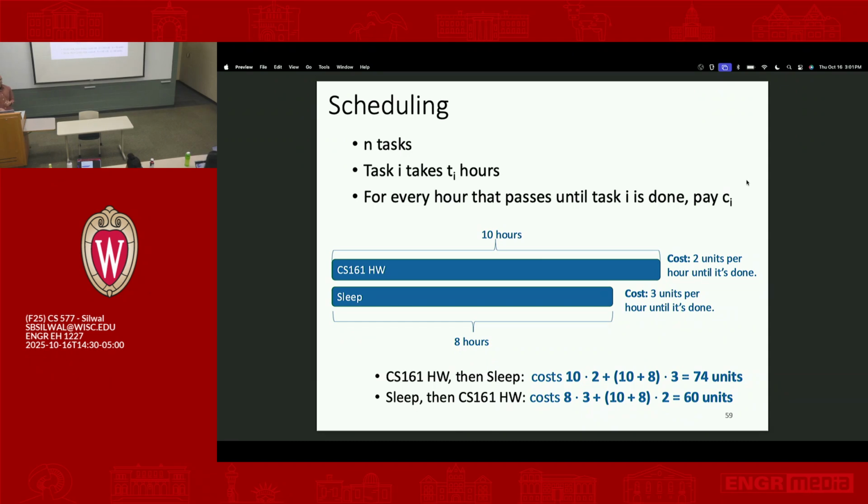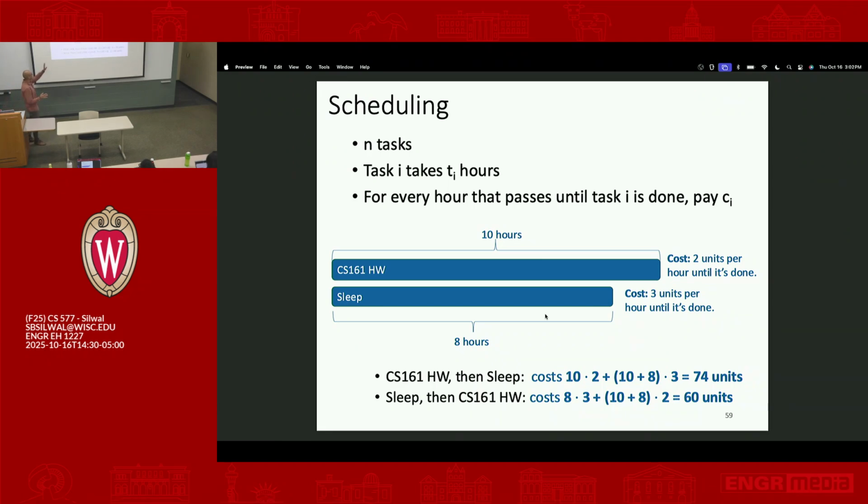For instance, let's say I have some class, or I can do some homework, or go to sleep. The answer is obvious, right? You do the homework. I'm kidding. Maybe you sleep. And let's say homework takes 10 hours, sleep is 8 hours, and for every hour until the homework is done, you have to pay 2. And for every hour until you've slept 8 hours, you have to pay 3.